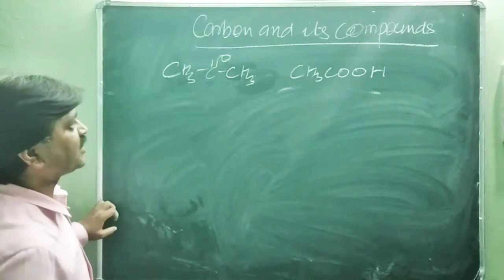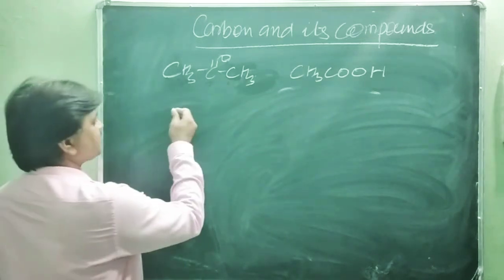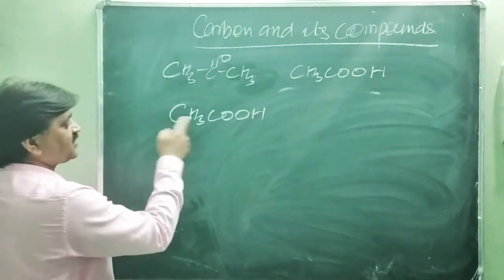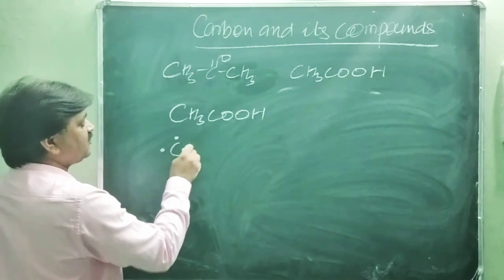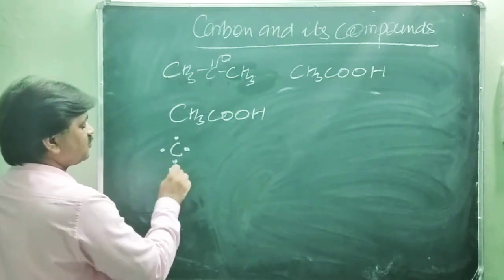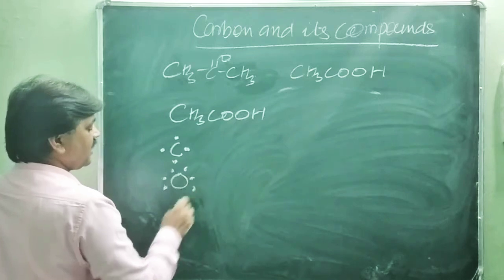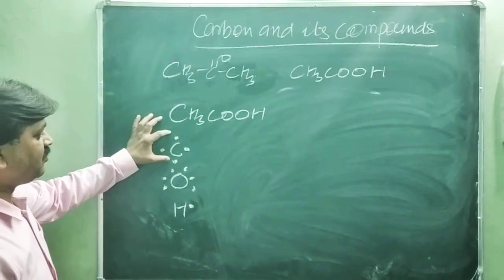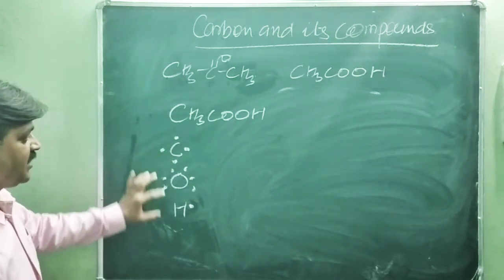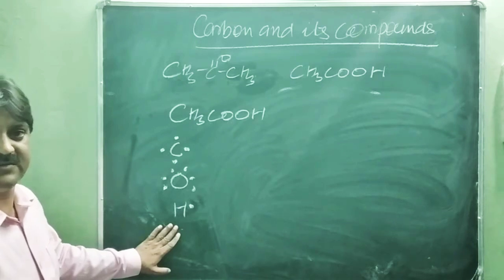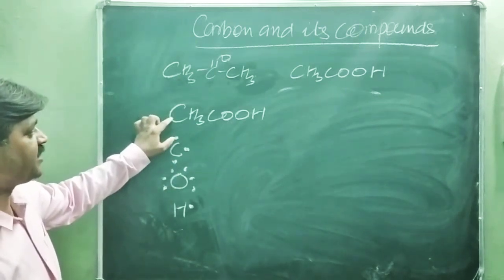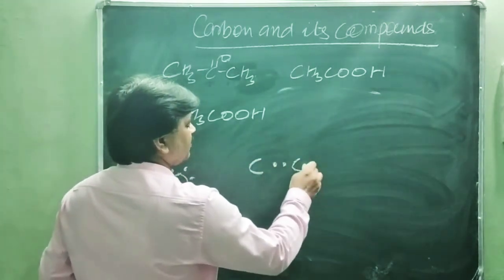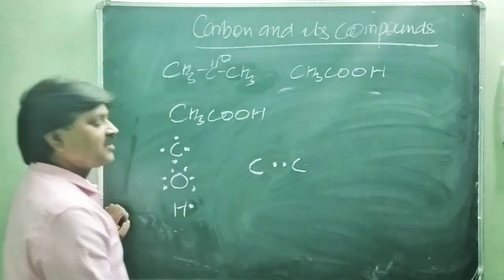How do you write the electronic dot structure of acetic acid? This is CH3COOH. So the dot structure of carbon is 1, 2, 3, 4. Oxygen is 2, 4, 6. Hydrogen is 1. So the dot structure is available. This carbon requires 4 electrons, oxygen requires 2 electrons, hydrogen requires 1 electron to achieve a stable structure. So first, how many carbon atoms? 2 carbon atoms. First, 1 electron is shared between them, so out of 4, 1 electron is shared with each other.